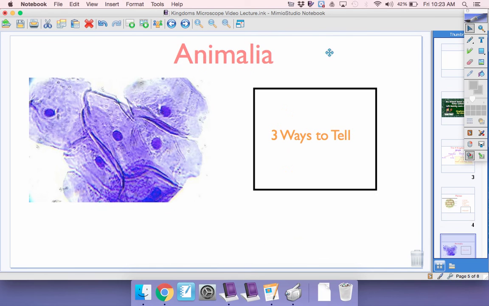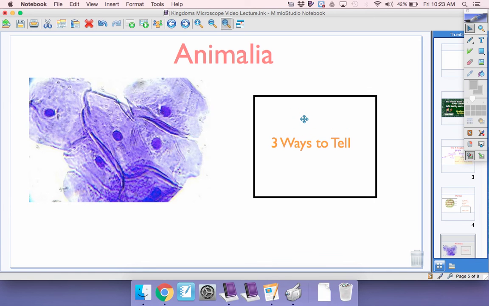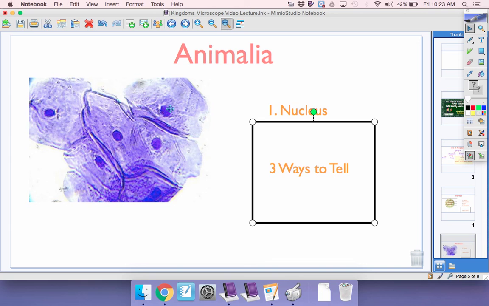Moving on to kingdom Animalia, or animal cells. There's three ways to tell when you look under a microscope that it is an animal cell. The first is that they have the nucleus. Eukaryotes have a nucleus, and you can see the nucleus in an animal cell. These cells came from the cheek of a human.